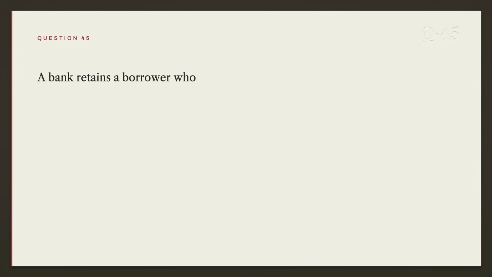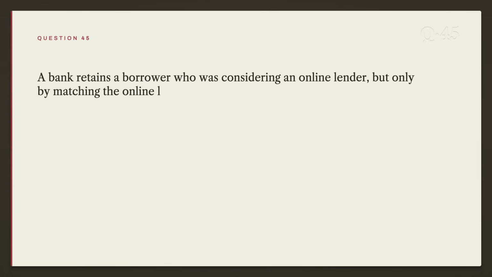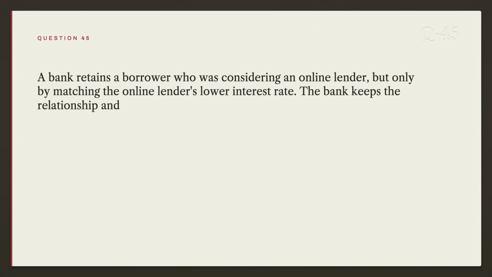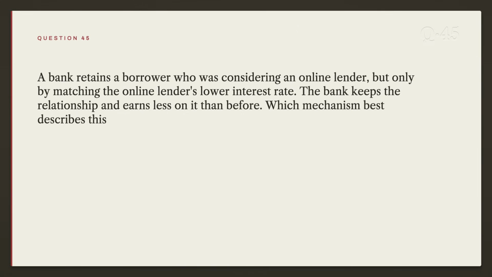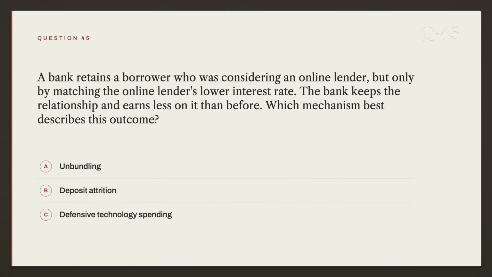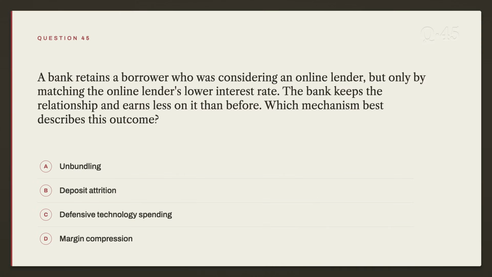Question 45. A bank retains a borrower who is considering an online lender, but only by matching the online lender's lower interest rate. The bank keeps the relationship and earns less on it than before. Which mechanism best describes this outcome? Your options are A. Unbundling. B. Deposit attrition. C. Defensive technology spending. D. Margin compression. Pick one. Trust your gut. Here's your chance to test yourself.